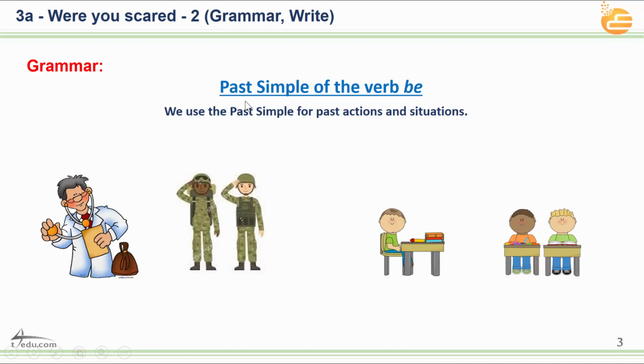Grammar. The first thing that we will talk about is the past simple of the verb be. And when I say be, I mean by that am, is, and are. This is with the present, okay? We use them with the present. We know am, is, are. We use them with the present. Okay, we use the past tense. Okay, what is the past tense?